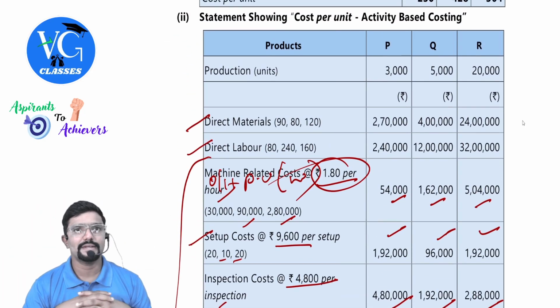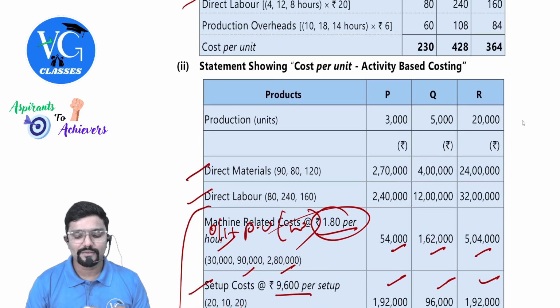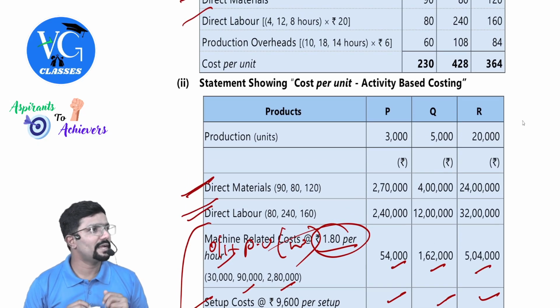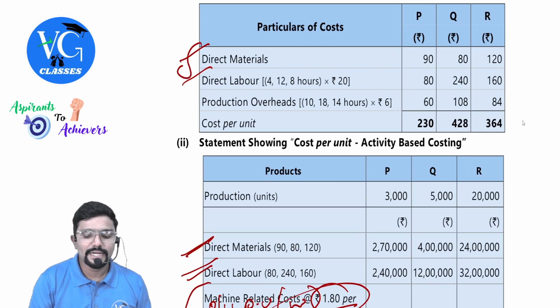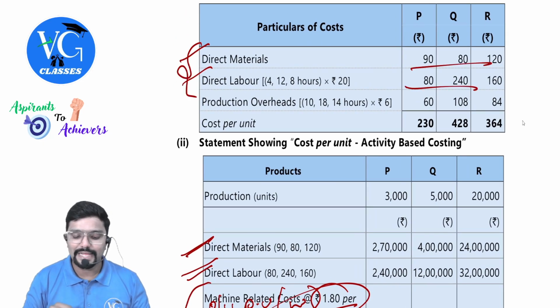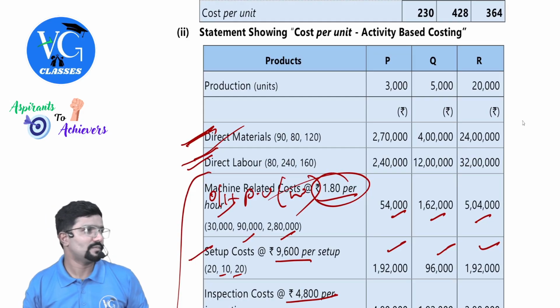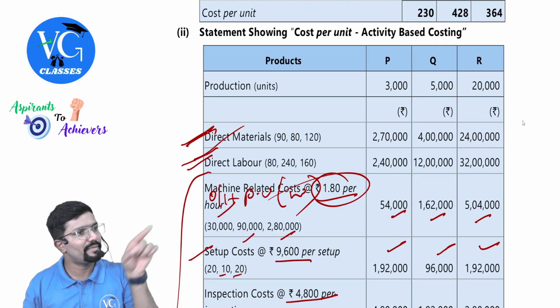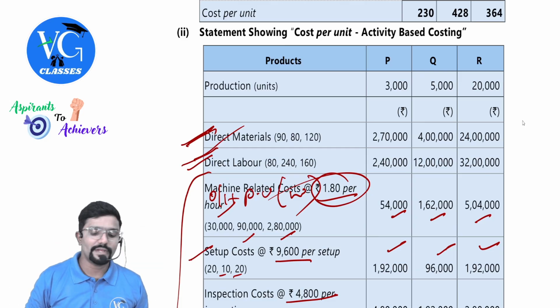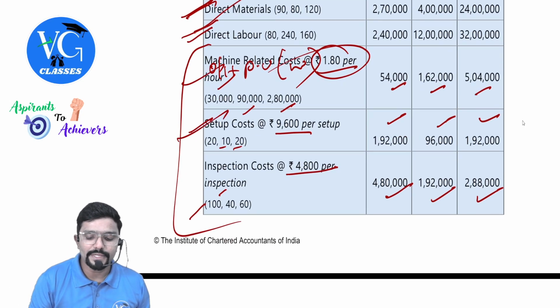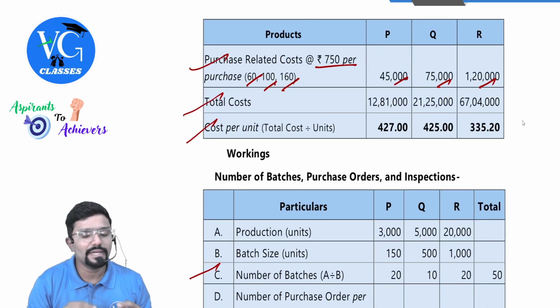I repeat, listen here. Because all this extra work I can avoid. Material and labor per unit, whatever is there, take as it is in the main calculation. Next you write overhead rate per unit or overhead cost per unit. Bracket working. Now all this you do in the working.